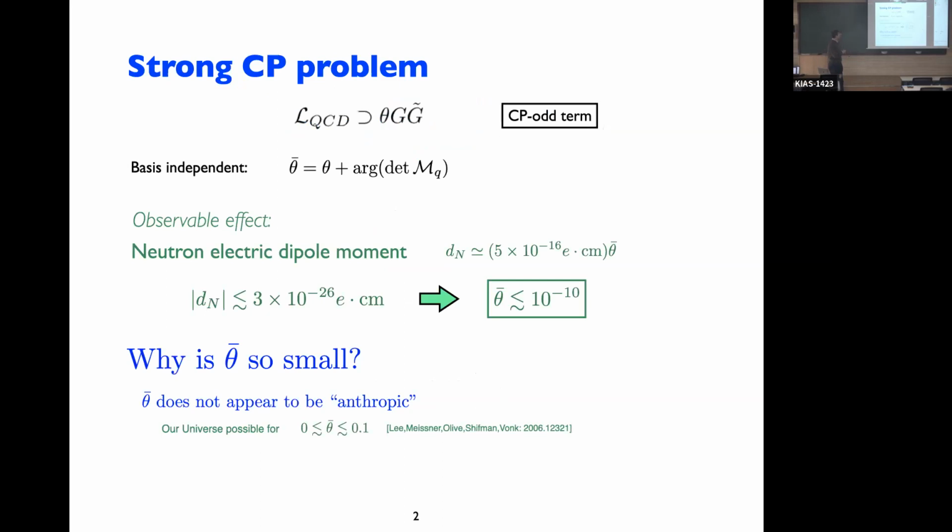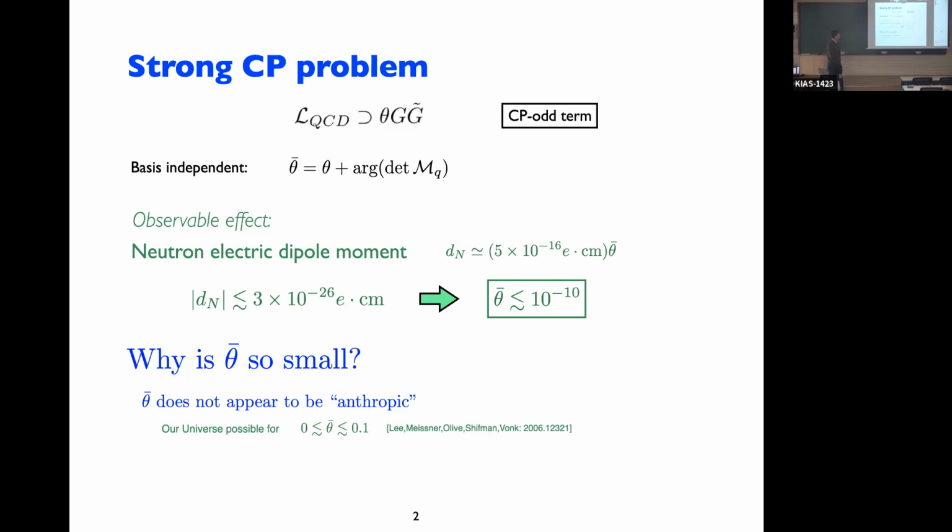So let me just mention the strong CP problem here. Obviously for this audience, I don't have to go into too much detail, but the strong CP problem is the introduction of the CP odd term in the standard model. And this theta term, this is the theta from QCD, but it also gets a contribution from the quark masses. And so this theta bar is the basis independent CP violating observable. And it has an effect on the neutron electric dipole moment. It generates a neutron electric dipole moment.